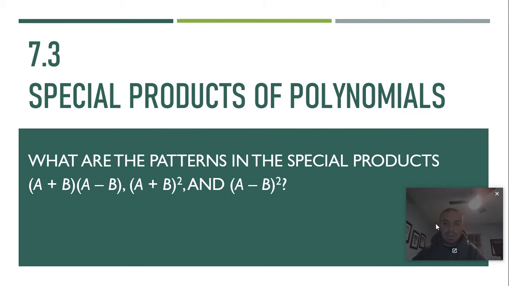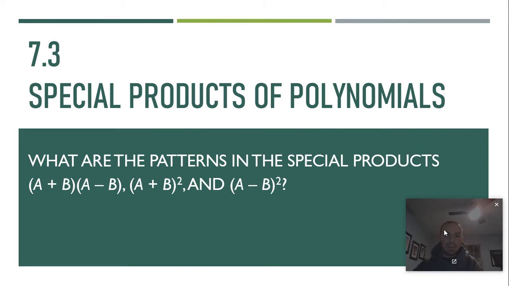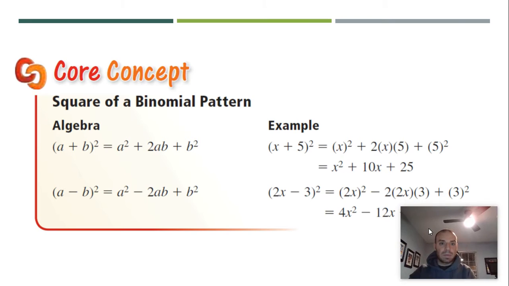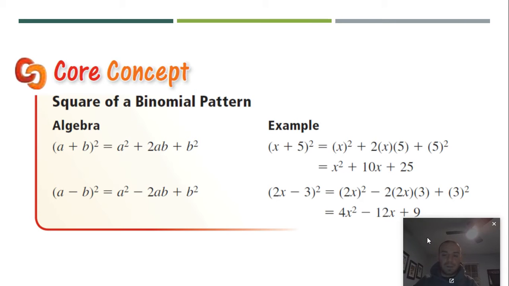So we are looking at special products of polynomials. There's a couple patterns that we're going to look at in this particular section, but this is very similar to what we saw in section 7.2 when we're multiplying polynomials. So the first pattern that you can see here is the square of a binomial pattern.